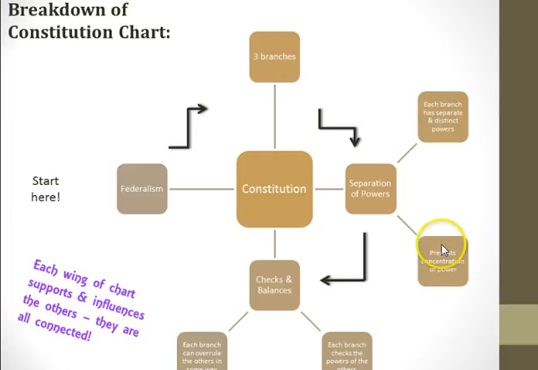And our founders did this because they wanted to prevent a concentration of power. And with checks and balances, they wanted to make sure that no one branch had all of this power. So to help with the separation, they put into place rules that allowed each of the other branches to overrule the others.